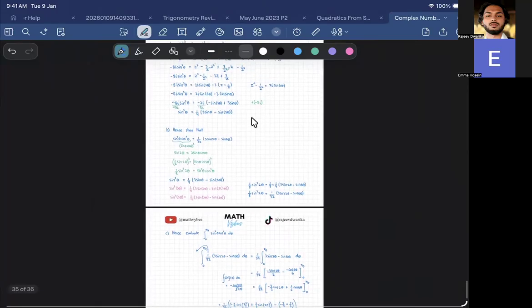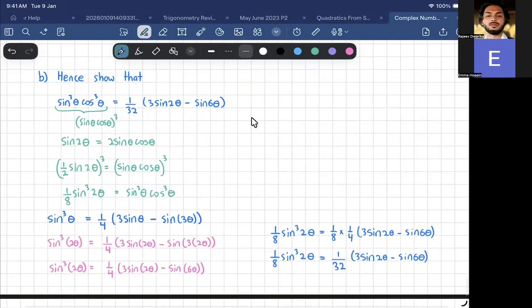Nice. Imagine a question like this come for your exam, where sin to the power 3 theta cos to the power 3 theta is equal to 1 over 32, 3 sin 2 theta minus 6 sin 6 theta. Imagine something like that come. If something like this come, you go tag me in the exam and be like at math vibes, something like that. I just hear your voice in my head.